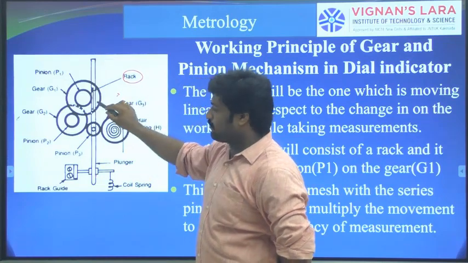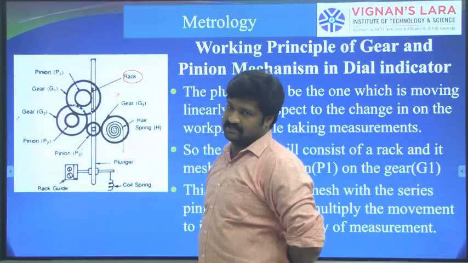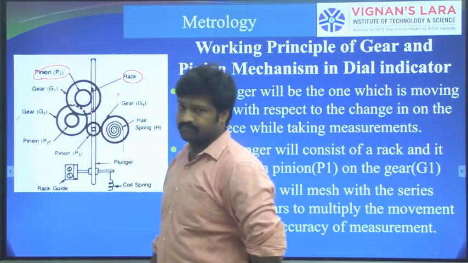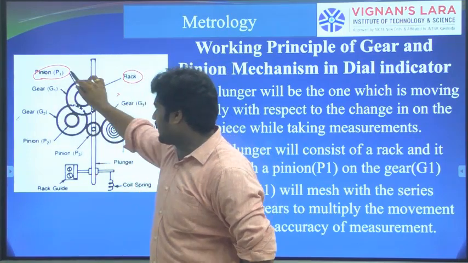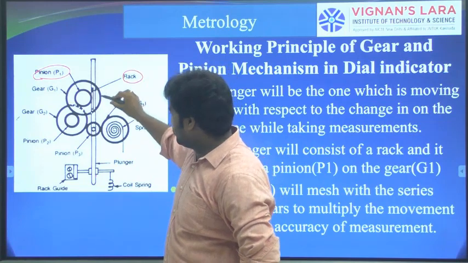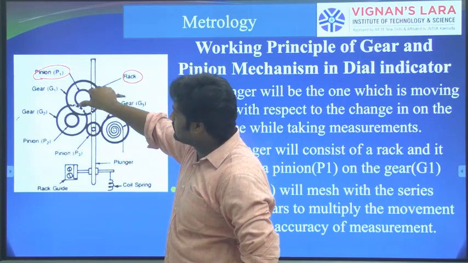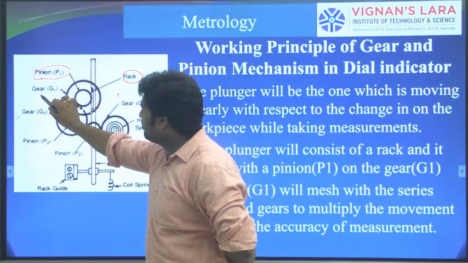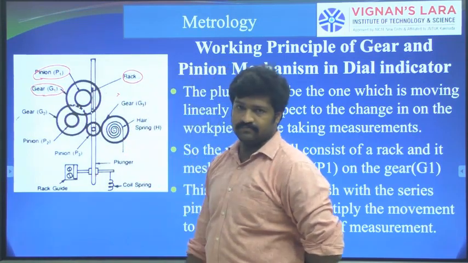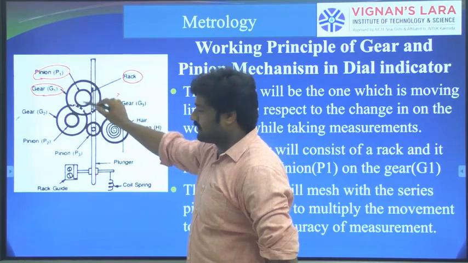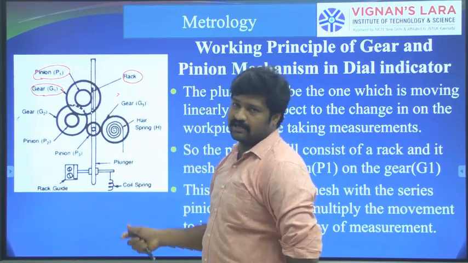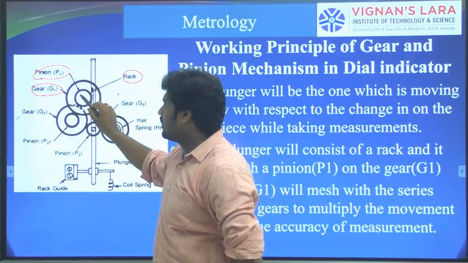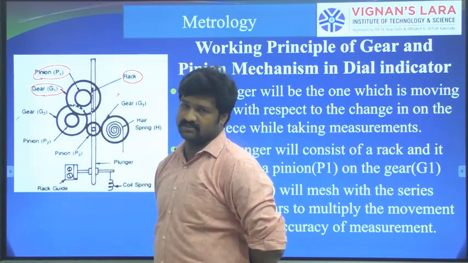On the top of the plunger a rack is placed, and this rack is connected to a pinion P1. If the rack moves up, then this pinion will rotate. This pinion is compounded with a gear G1. Both pinion and gear are compound gears, connected at a single point. So if the pinion moves, automatically the gear G1 moves.